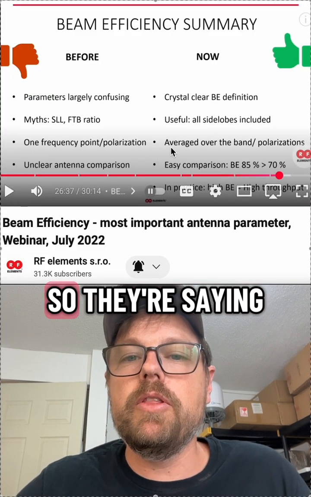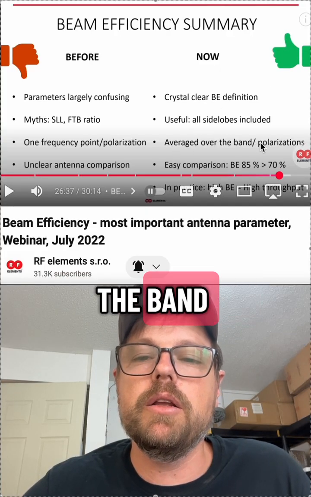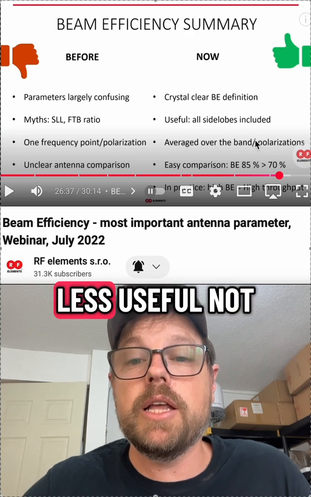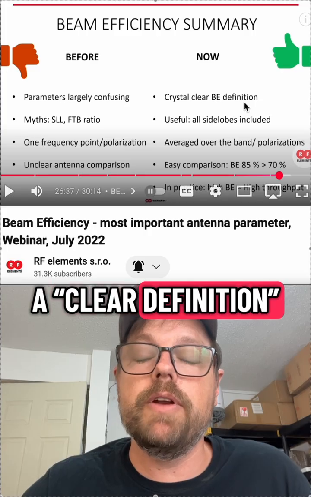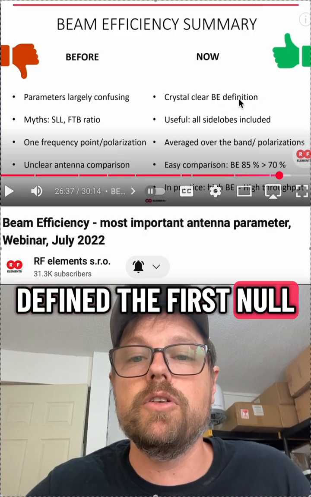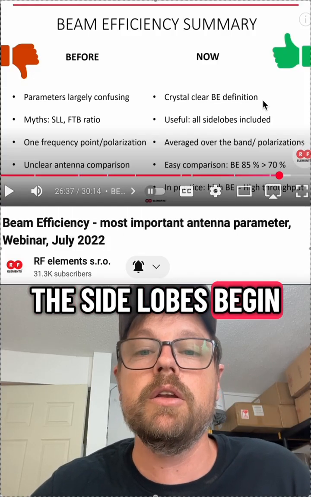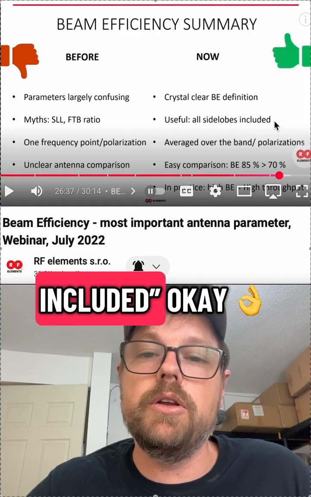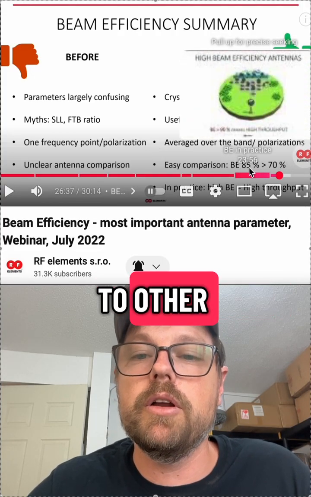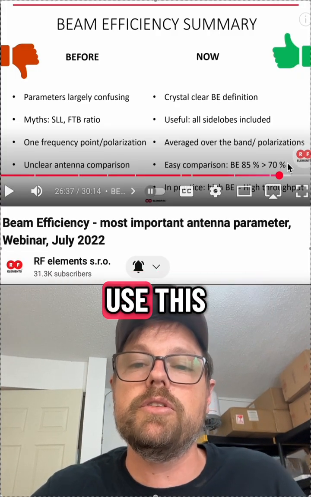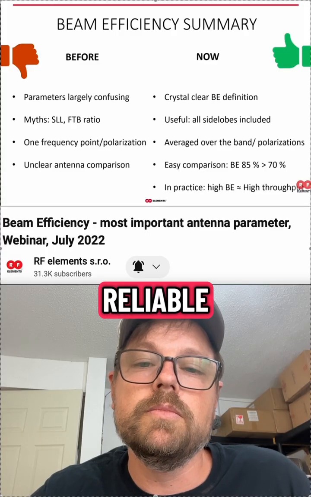So they're saying now, and they have a thumbs up, averaged over the band and polarizations, that makes it less useful, not more useful. It doesn't have a clear definition because they haven't defined the first null. They haven't defined where the main lobe ends and the side lobes begin. All side lobes included, okay. Easy comparison, no, you can't compare to other antenna vendors because no other antenna vendors use this because it hasn't been defined. This metric is reliable.